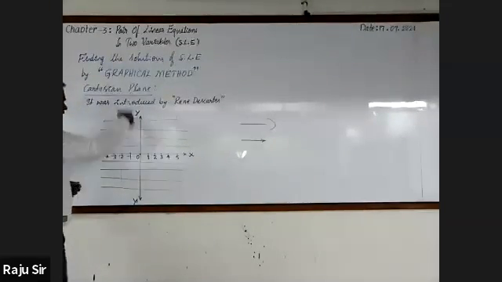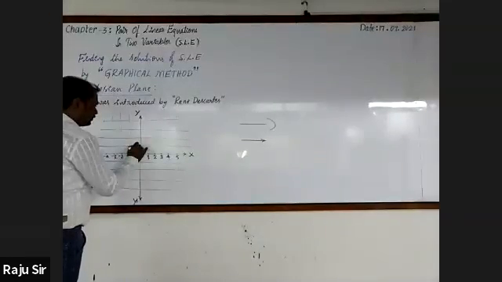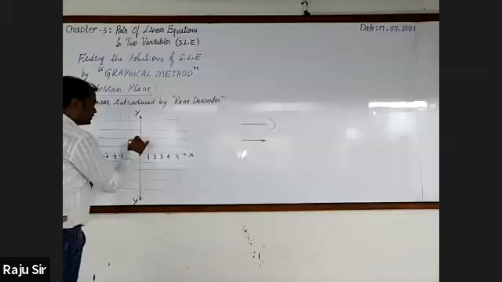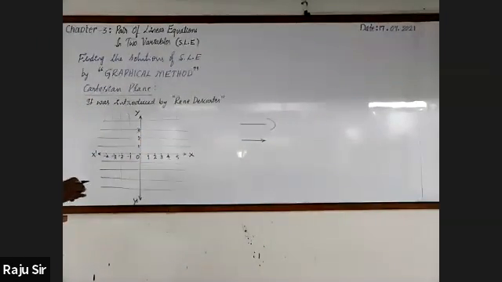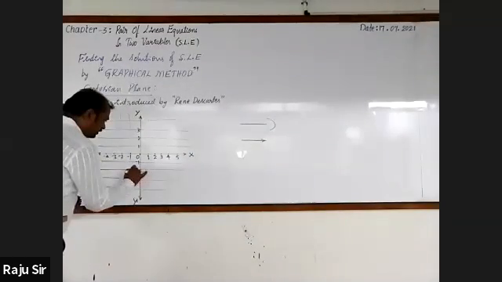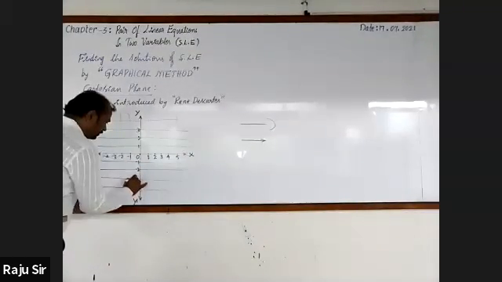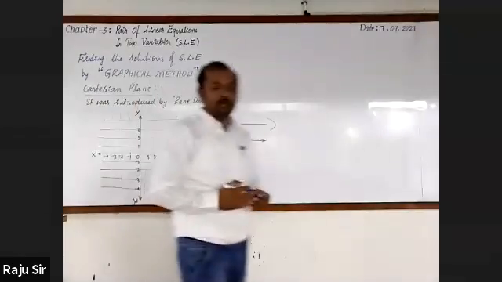And above 0 are positive. Here I am writing. This is 1. It is positive 2. This is positive 3. Below 0 are negative. It is negative 1, negative 2, negative 3 and negative 4. You have to write the same.